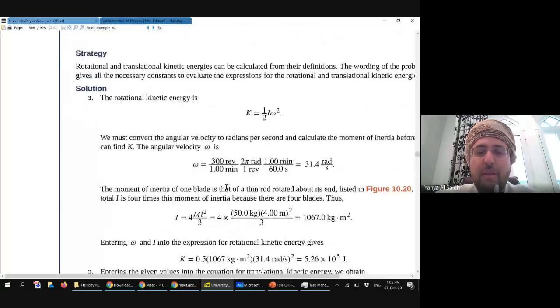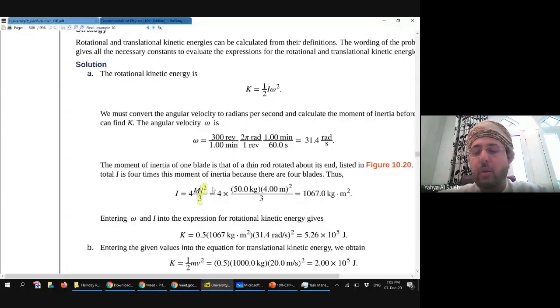Okay. So ml squared over 3. One rod, we have 4 rods. Each one has a mass of 50, length 4 meters squared. So length is 4, square that, divided by 3. And we get a moment of inertia of 1,067 kilograms meter squared. Now we substitute into half I omega squared, half I comes from here, omega comes from here, and we have 5.26 times 10 to the power 5 joules.